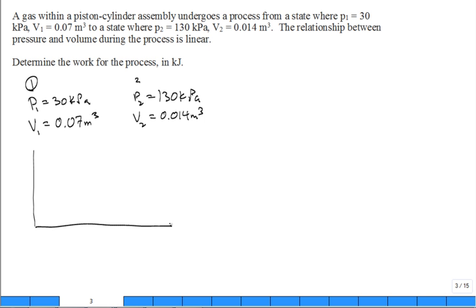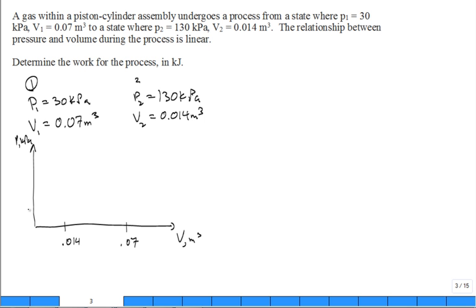Our favorite plot, pressure in kilopascal and volume in meter cubed. We have a value of 0.014 and we have a value of 0.07. If I double 0.014, it's not quite there. I forget the ratio. If you have a calculator, what is that ratio? I didn't bring a calculator, and I didn't calculate that ratio. But it's compressed a lot, and maybe I haven't drawn it to scale. But sometimes it's helpful to draw it to scale.